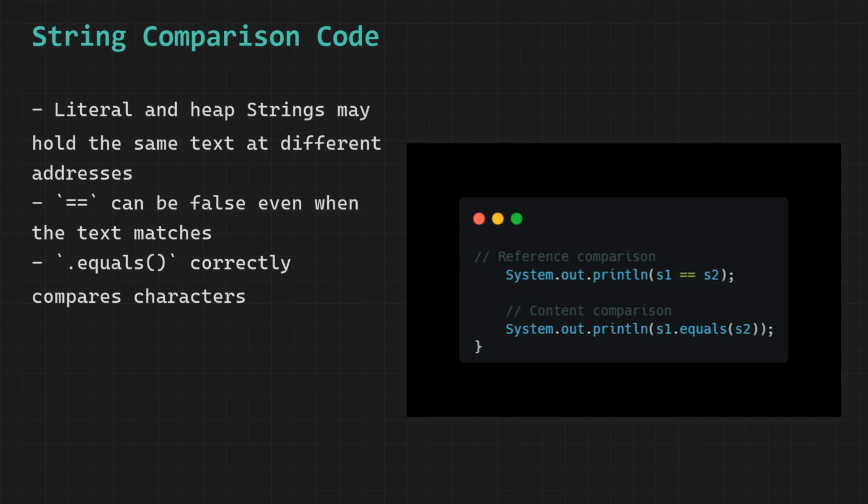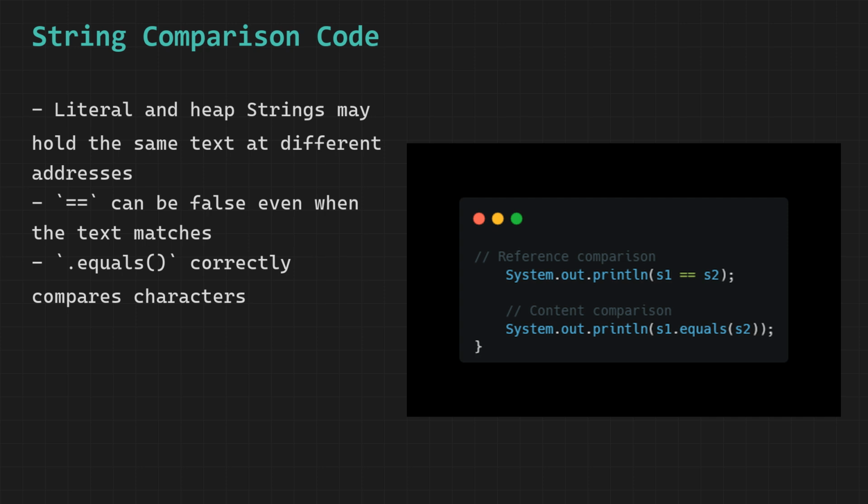Here is the expanded and cleaned up code explanation. Let us walk through this code step by step. We have one class called compareStrings, and inside the main method we are creating two string variables. Both of them store the exact same text, which is hello. But the way they are created is different, and that difference is everything in this example.